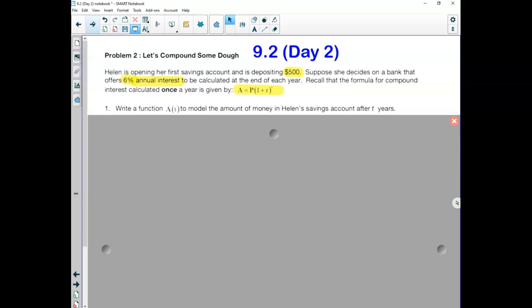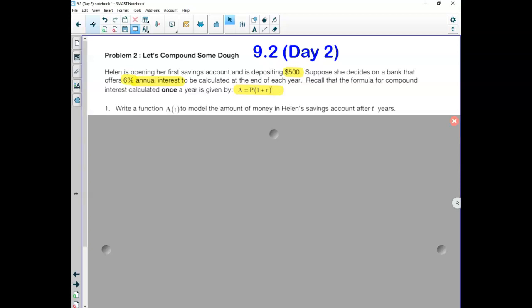Okay, so we're going to look. Helen's opening her first savings account and she's depositing $500. Suppose she decides on a bank that offers 6% annual interest to be calculated at the end of each year. That means we do not have an n in our equation here.